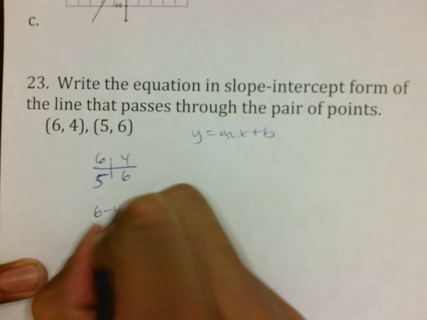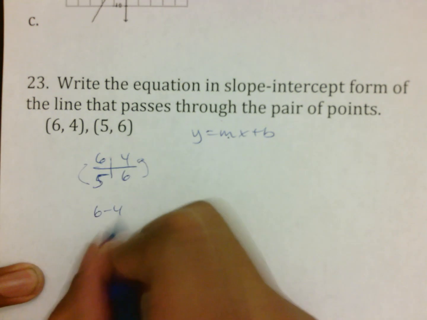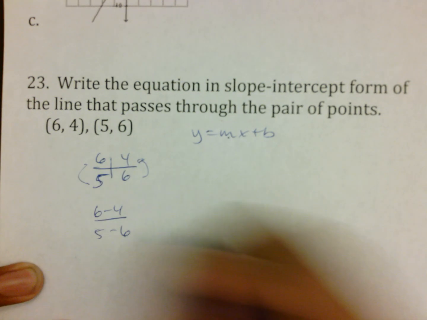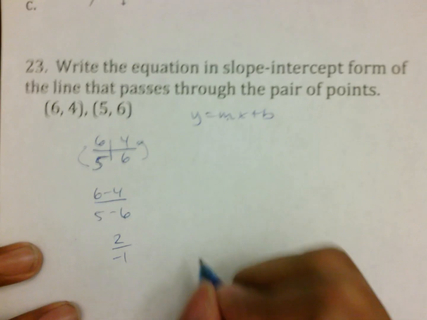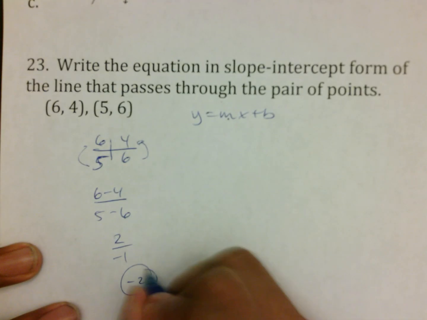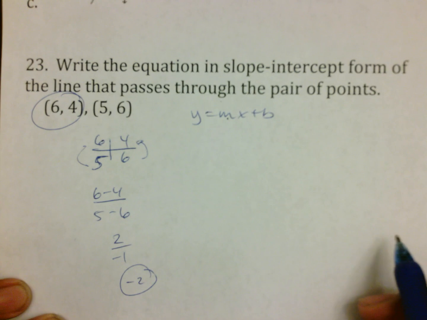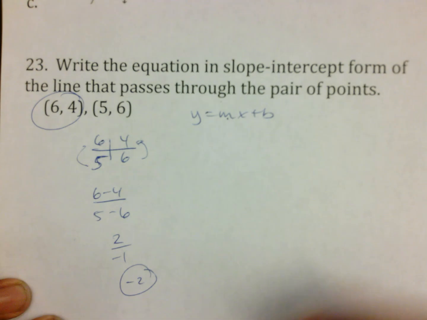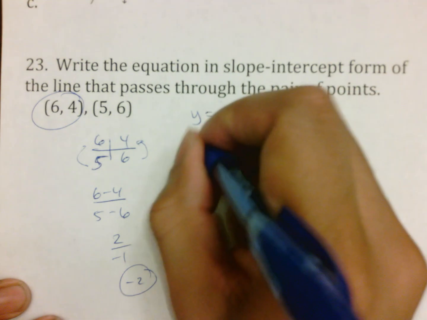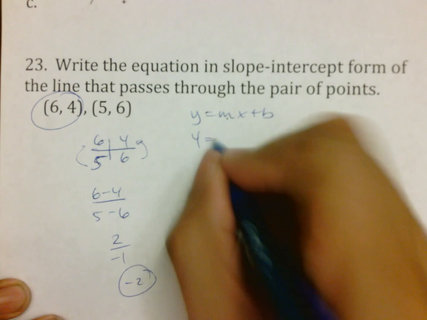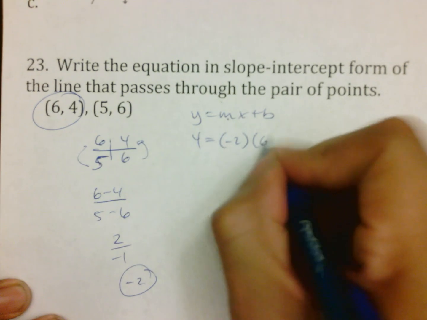We do 6 minus 4 because that's this minus that one. We do 5 minus 6 on the bottom. 6 minus 4 obviously is 2. 5 minus 6 is negative 1, which means that my m is negative 2. Remember then from there that we only need 1 point. And so on that 1 point, what we're going to do is plug in 4 for y, negative 2 for m, 6 for x.